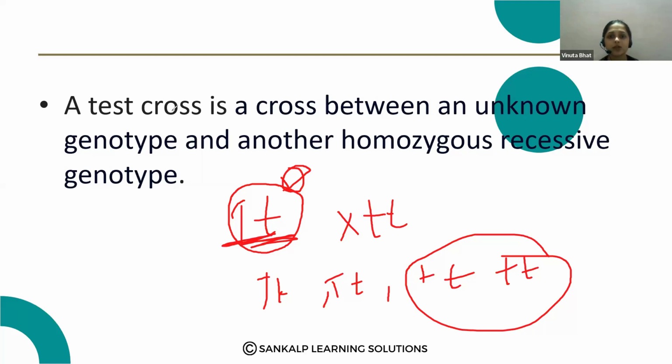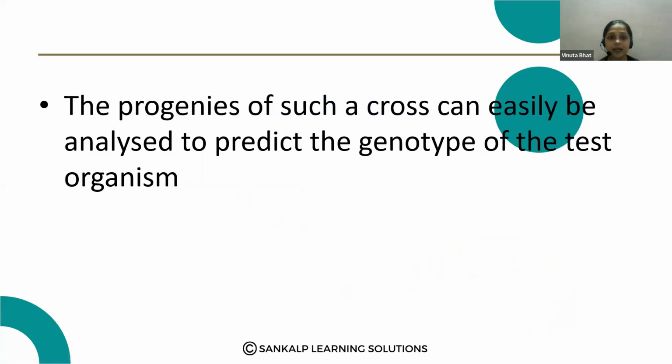What is the significance of this? Progenies of such a cross can easily be analyzed to predict the genotype of the test organism. So we can detect the genotype of the test organism.